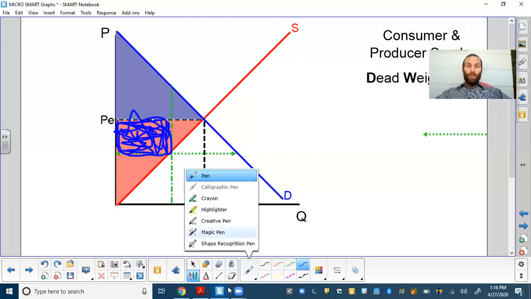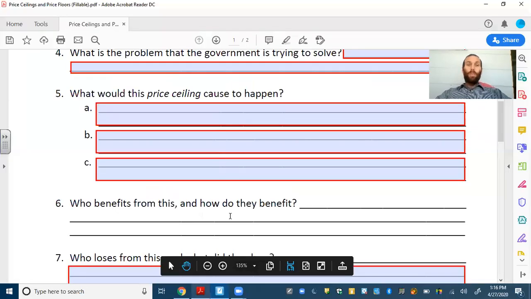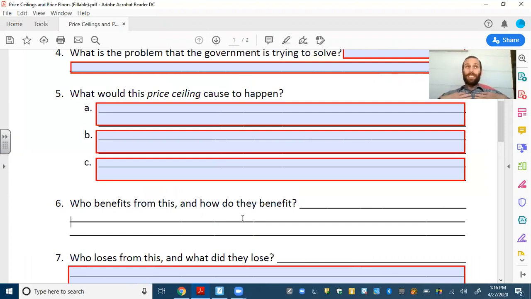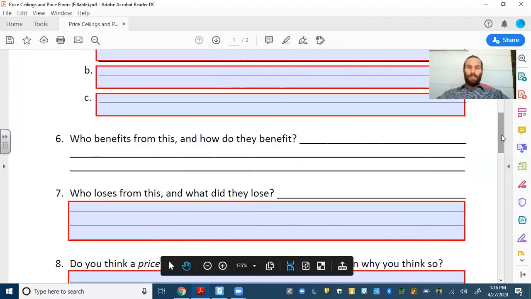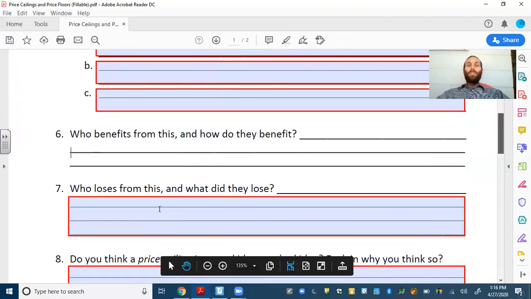All right. So what you might want to put right here is who benefits and how do they benefit? Consumers benefit because they're paying lower rents for apartments. And I know if I get to pay lower prices, I get happy. I'm like, cool, lower prices as a consumer. Definitely not if I'm a producer. All right, another question is who loses from this and what do they lose?